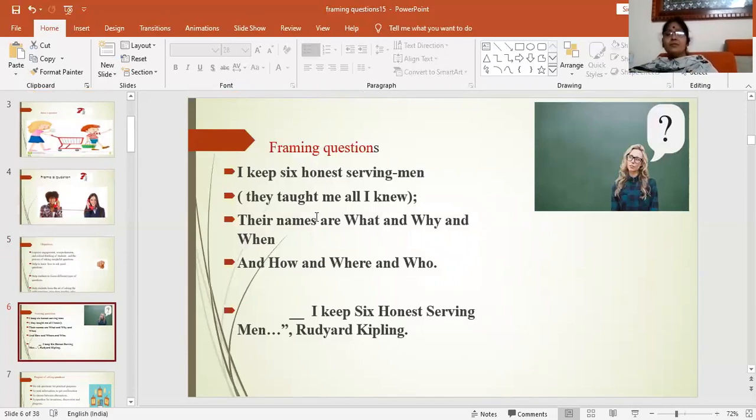Before that, I would like to just read out a few lines of Kipling's poem where he says, I keep 6 honest serving men. They taught me all I knew. Their names are what and why, and when and how, and where and who. I keep 6 honest serving men. So these, according to him, are the 6 questions with which we gain a lot of knowledge and information.